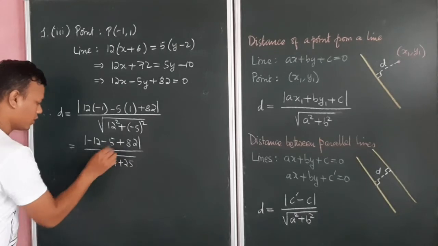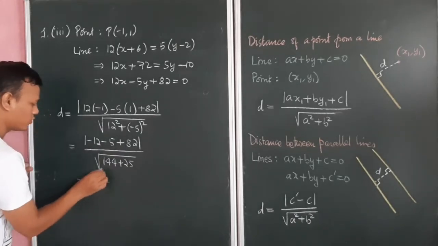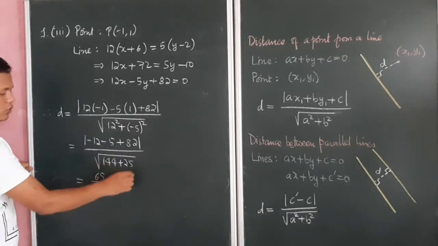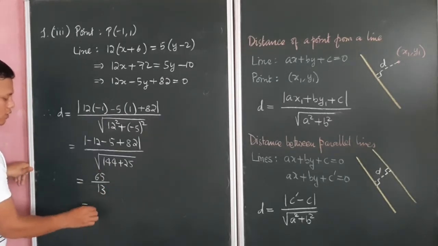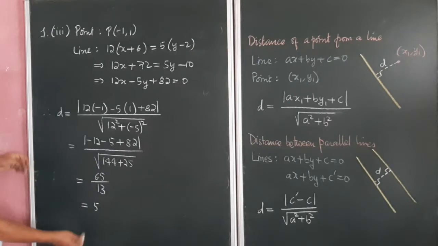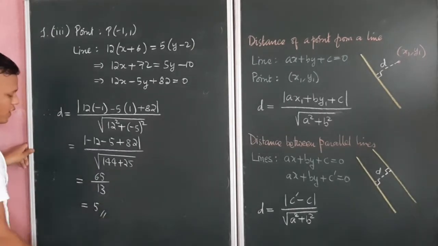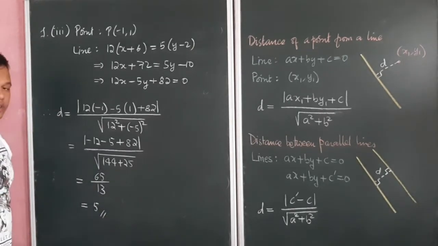So we have 65 divided by the square root of 169. What is the square root of 169? It is 13. So 65 by 13 is 5. That's why the perpendicular distance turns out to be 5 in this case. You may pause the video to note down.